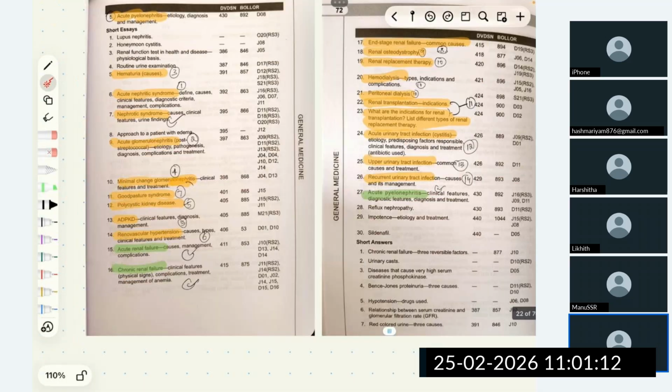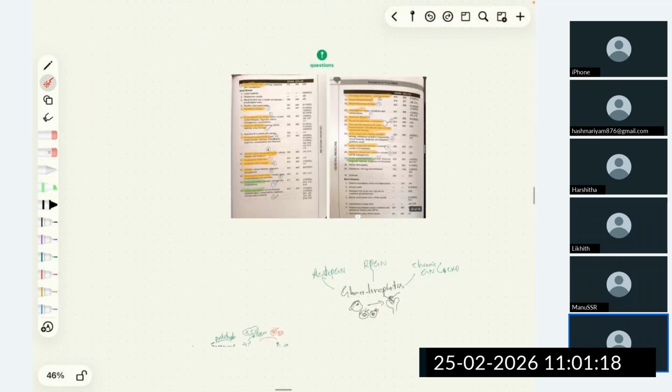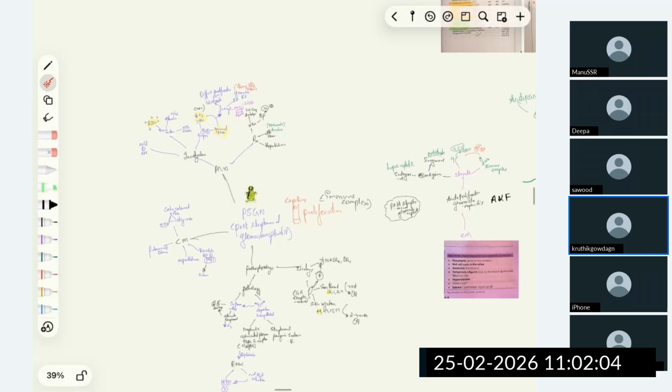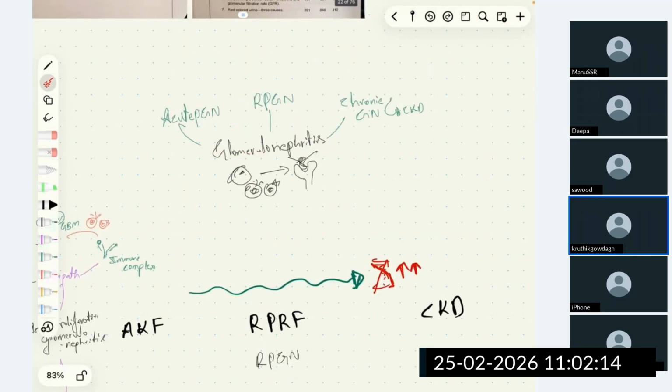First, I am discussing acute nephritic syndrome and acute glomerulonephritis. Okay, let's start with acute nephritic syndrome. Before starting with acute nephritic syndrome, I'll talk about glomerulonephritis in a whole. Now, what is glomerulonephritis? The term itself indicates it's the inflammation of glomerulus caused by immune damage.